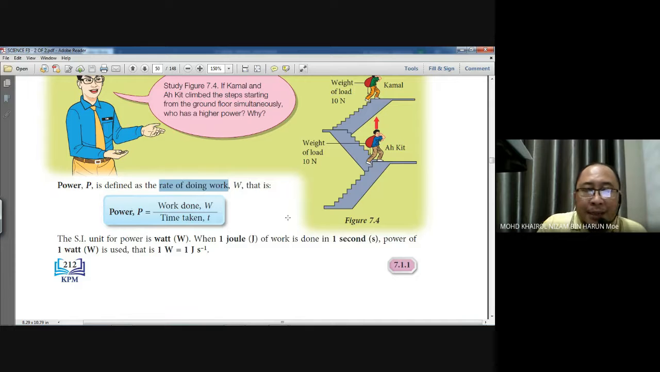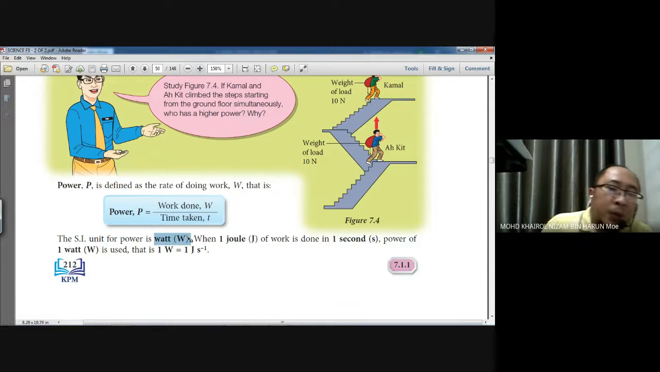For example, how much time is taken when we try to climb a stairs, whether we are slow or faster. If we have a high power, we will do a work in a short time. If we have less power, we have to take a long time to do that work. So the rate of doing work is exactly the definition for power. So what is the unit for power?